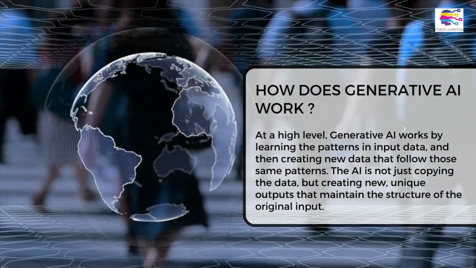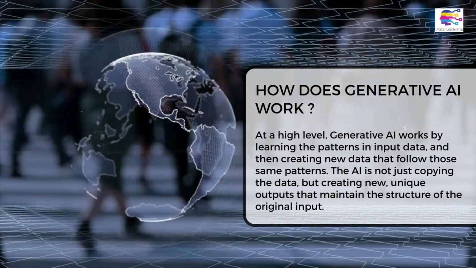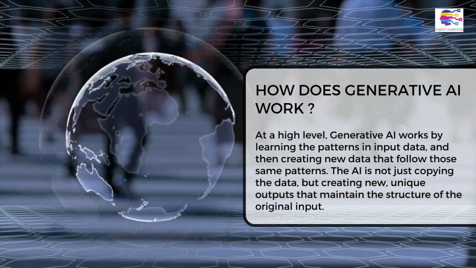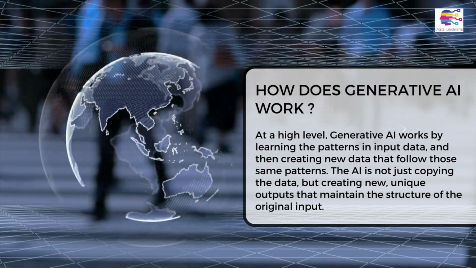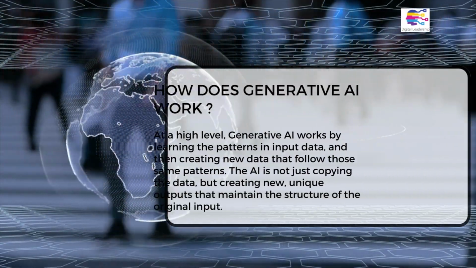How does generative AI work? At a high level, generative AI works by learning the patterns in input data, and then creating new data that follow those same patterns. The AI is not just copying the data, but creating new, unique outputs that maintain the structure of the original input.